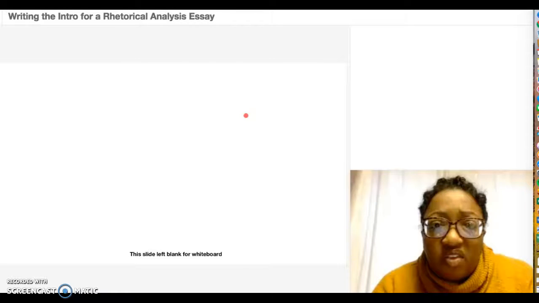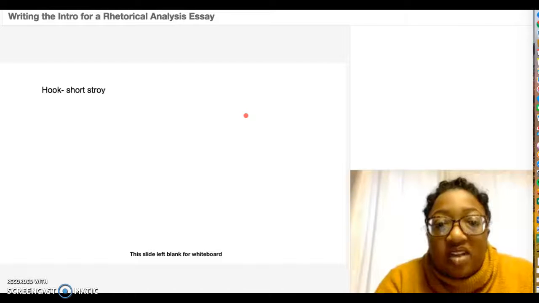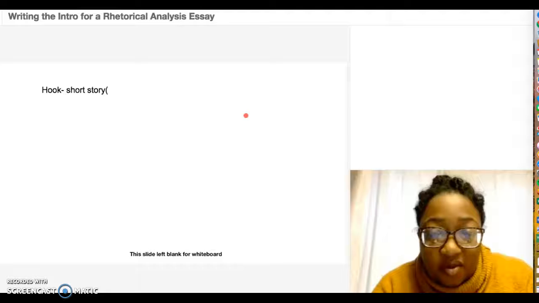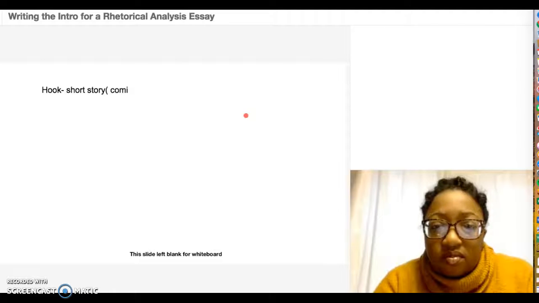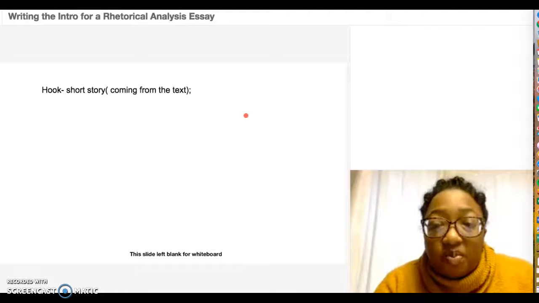So the first thing that you need in an intro is you need to have a hook. Now, the hook can be a variety of things. It can be a short story. And if it is a short story, it's going to be something that's coming from the text. Maybe it's an example that you had within the text that you thought was important. It could also be a quote.